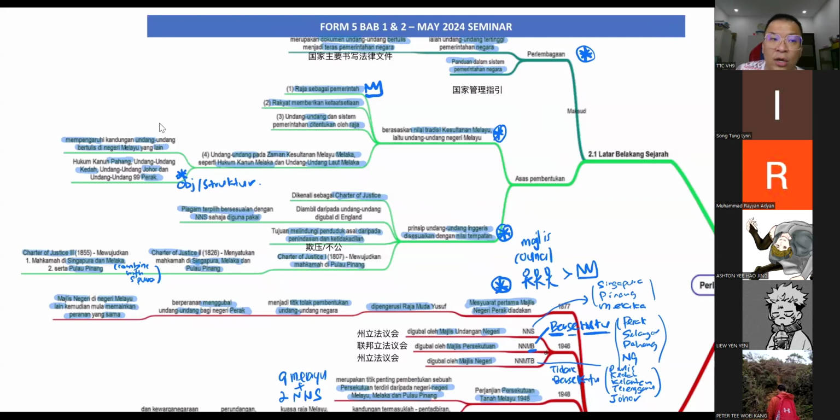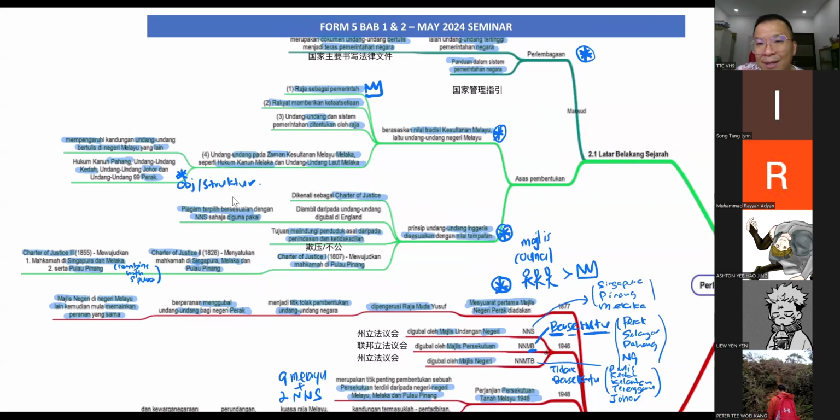So the Melaka law influenced other Malay states' penal law, like Pahang, Kedah, Johor, and Perak. Put a star on this one. This one is important. They will ask you, Malacca law influenced which state's law? If they come out with a structure question, you know how to score. You know how to score.